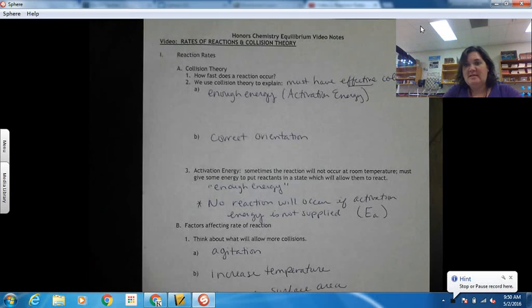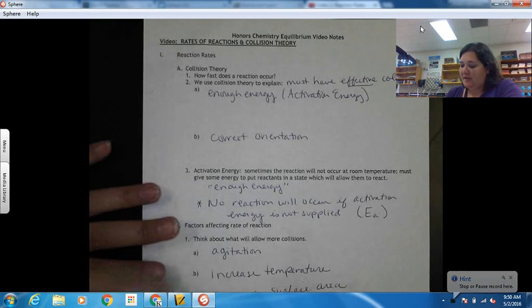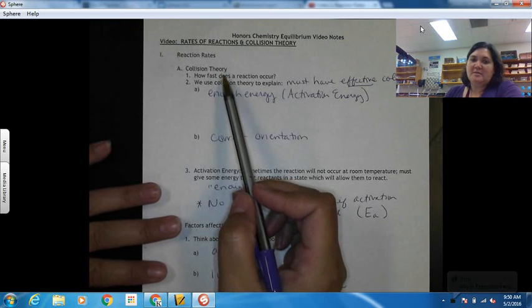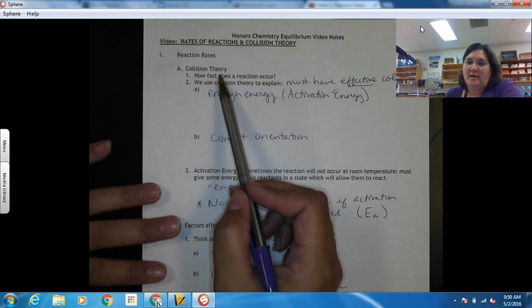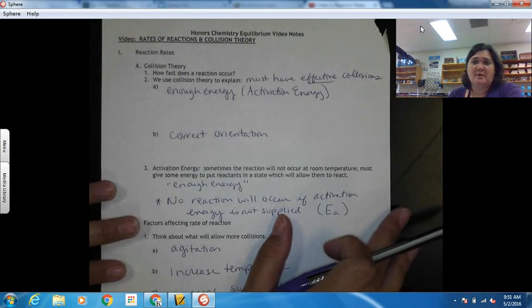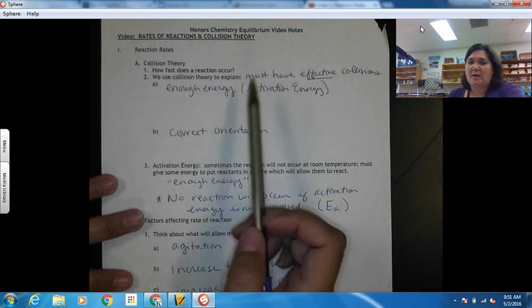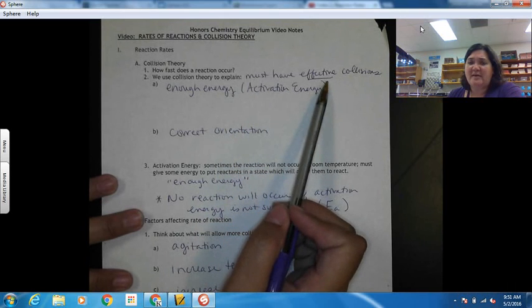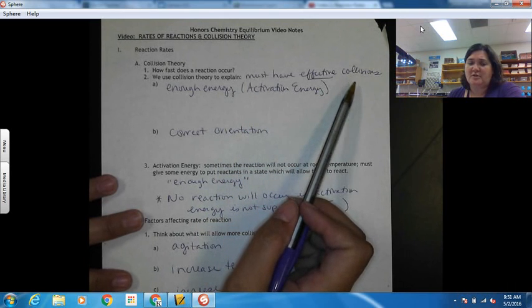Alright, so today we're going to talk about rates of reactions in collision theory. Reaction rates are dependent on two main factors as explained by collision theory. And collision theory, as you learned in your POGL, has to do with the colliding of molecules, right? And so we have to have those effective collisions in order for a reaction to occur.